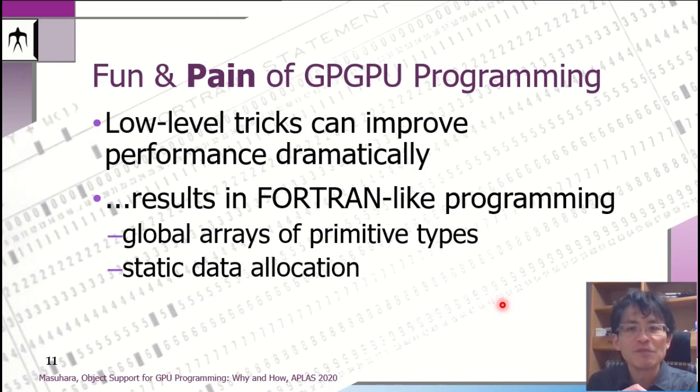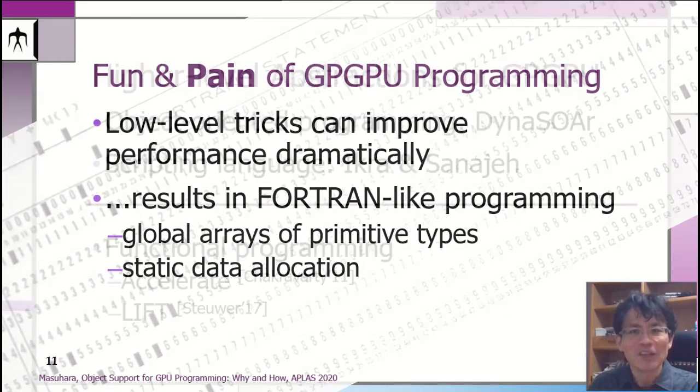So GPU programming is fun, as we can improve performance dramatically by applying low-level tricks. But this is also painful, because applying those tricks ends with Fortran-style programs, meaning that all the data should be allocated in global arrays of primitive types, and we cannot do any static data allocations, which is not so fun to me.